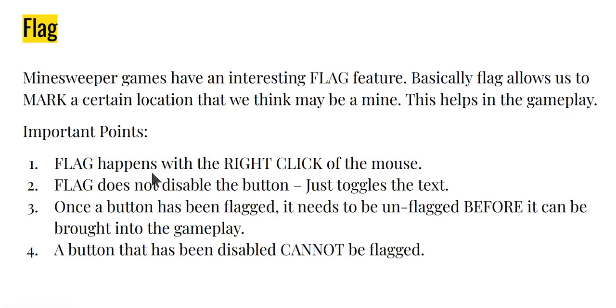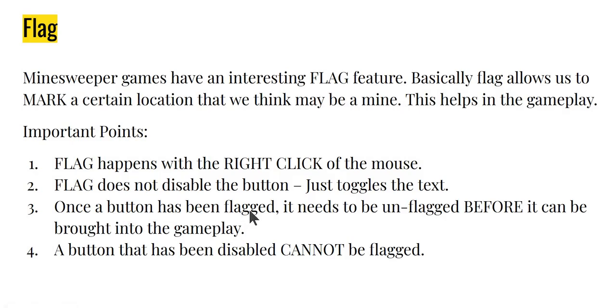Some important points. Flag happens with the right click of the mouse. So we'll build this. Flag does not disable the button, as we just saw. It just toggles the text. So if there's nothing written there, I can make it M, for example, right? And if there's an M and I want to change my mind, I right click again, it takes it back to the blank text. We saw all this, right?